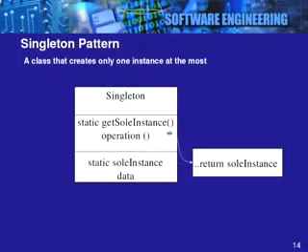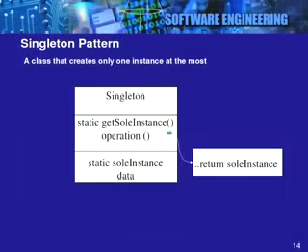Now we are going to look at another creational pattern called singleton pattern. Singleton is a class that creates only one instance at most. Even if you try to create another instance, it should always give you a copy of the instance that it has already created. For example, in this diagram, the class is named as singleton.